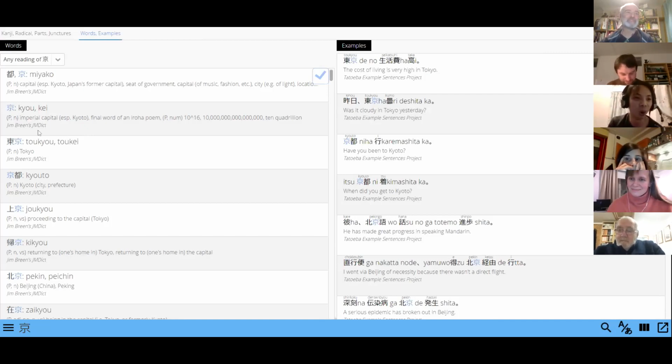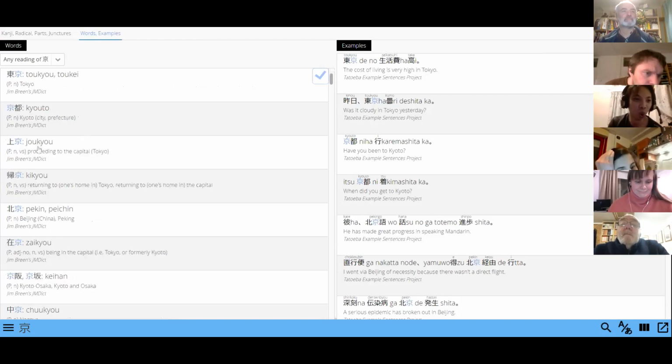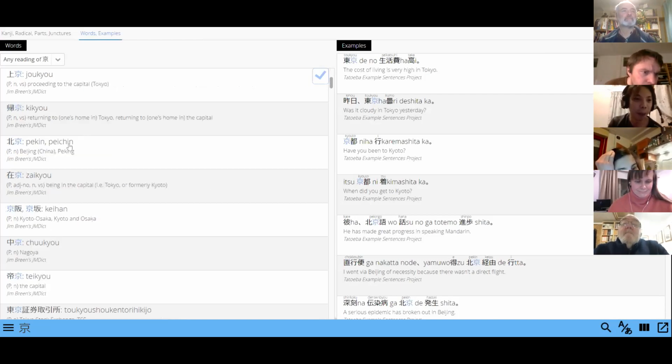And Tokyo means Eastern capital. And Kyoto means capital city, if you look at the kanji. And Jokyo, Kikyo, and Peking, that's the Chinese capital. Taikyo, and Keihan, the Kyoto-Osaka region.